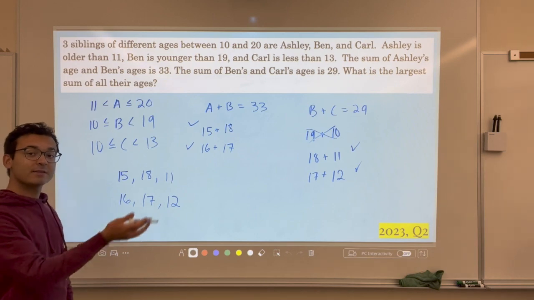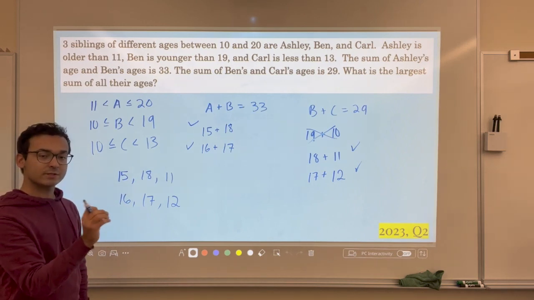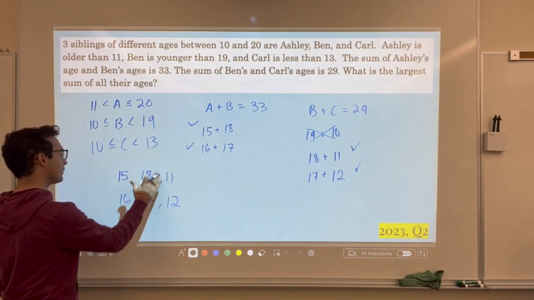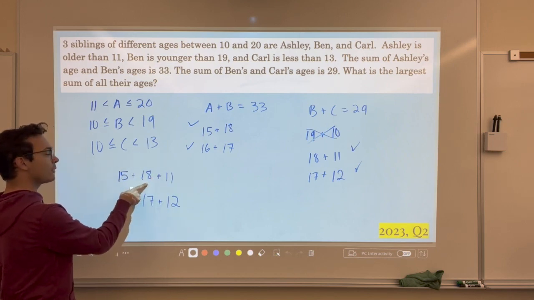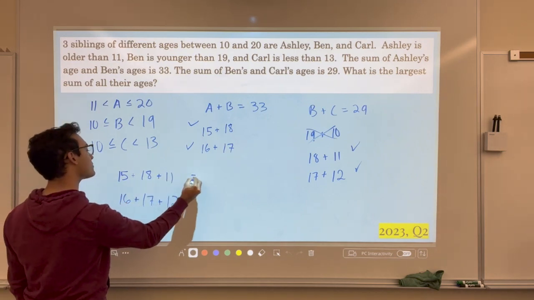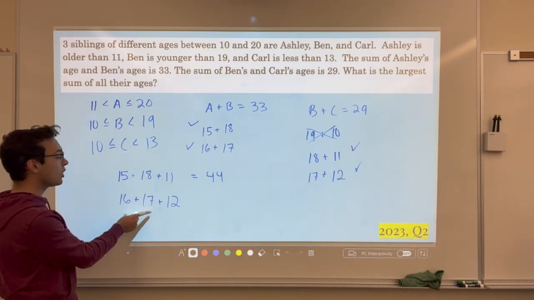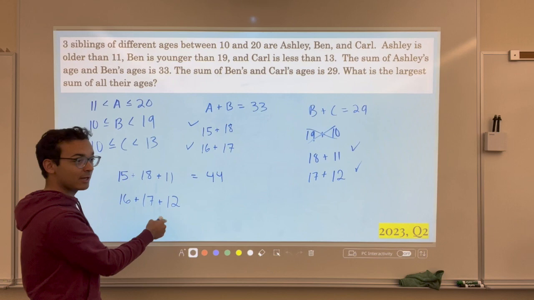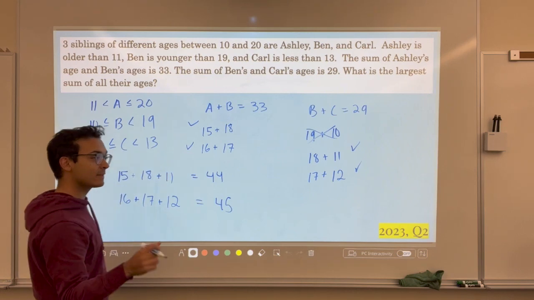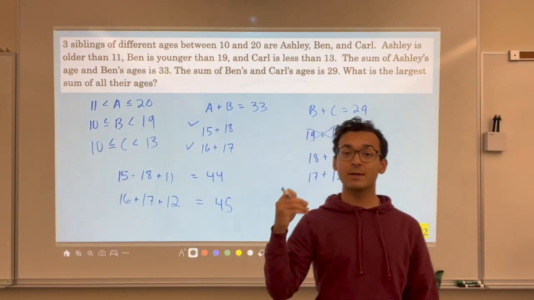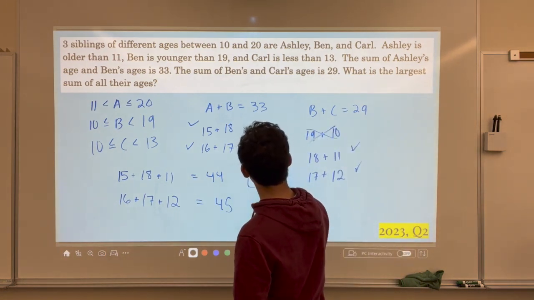So now we have to find the sum of these two different scenarios and find the greater one, because it's telling us what is the largest sum of all their ages. So if we add them up quickly, we know that 15 plus 18 is 33, and we know that 33 plus 11 is 44, so this sum is 44. Down here, we know that 16 plus 17 is also 33, but then we add 12, and 33 plus 12 is 45. So, based on the information that they give us, the largest sum for Ashley, Ben, and Carl is 45 years old. So our answer is 45.